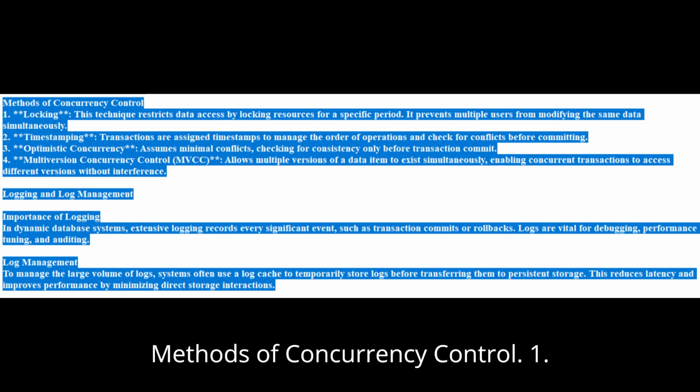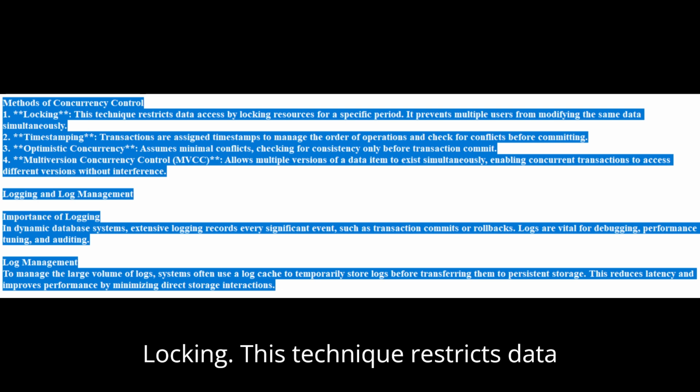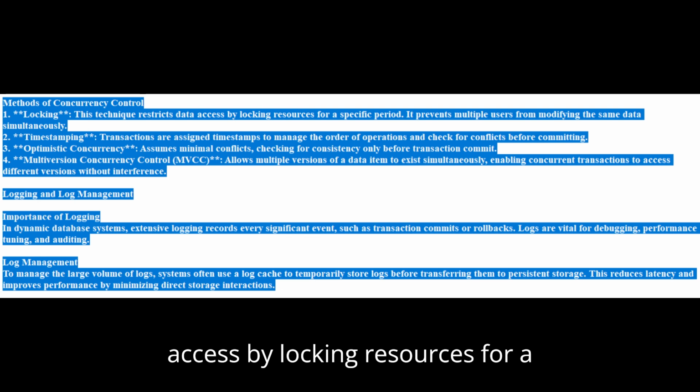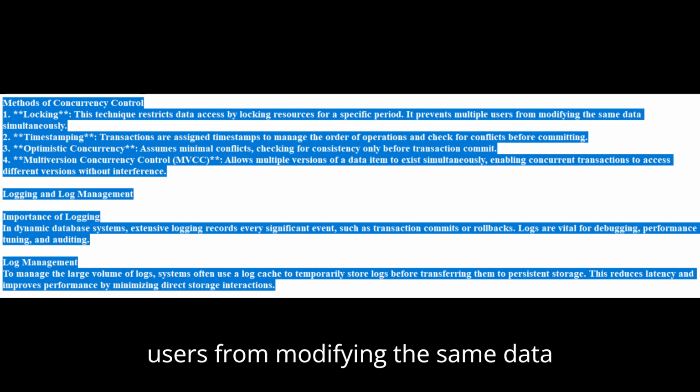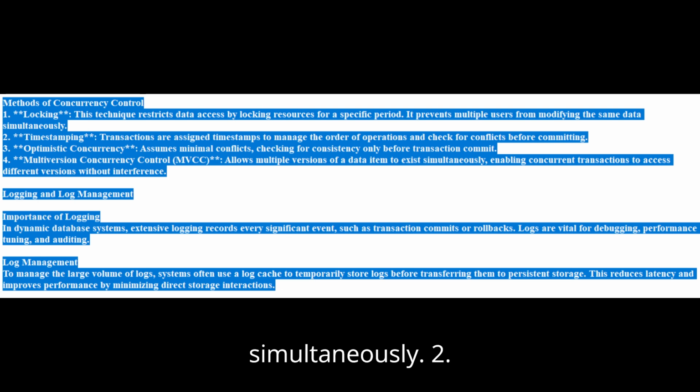Methods of concurrency control. 1. Locking. This technique restricts data access by locking resources for a specific period. It prevents multiple users from modifying the same data simultaneously.